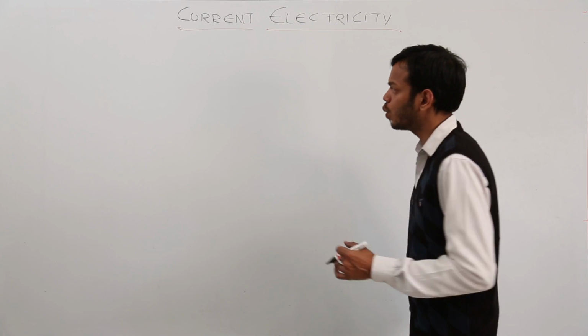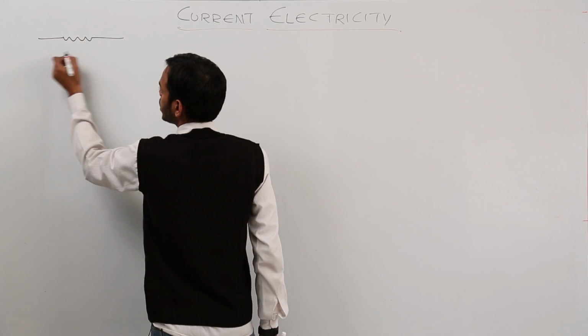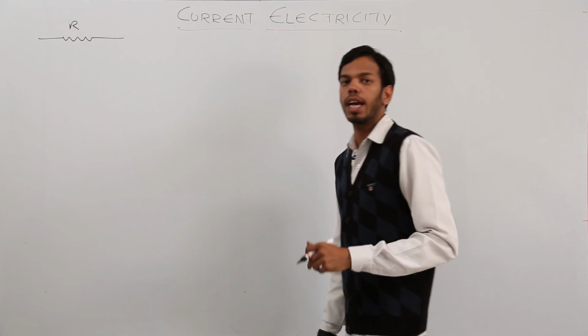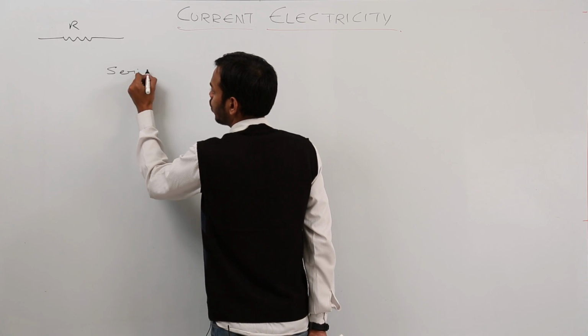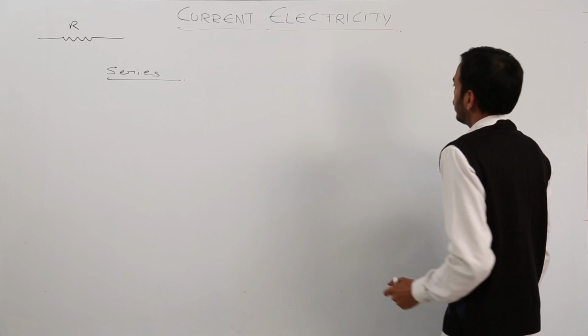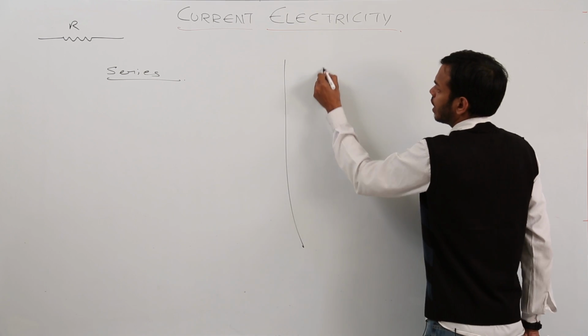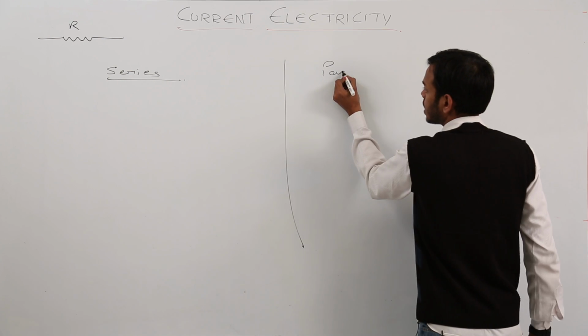So let's move on to the combinations of resistors. What are two different combinations of resistors? Series and parallel, right? So we try to wrap it up as fast as we can, and we'll move on to an even more interesting topic, the same type of circuit combinations with cells.